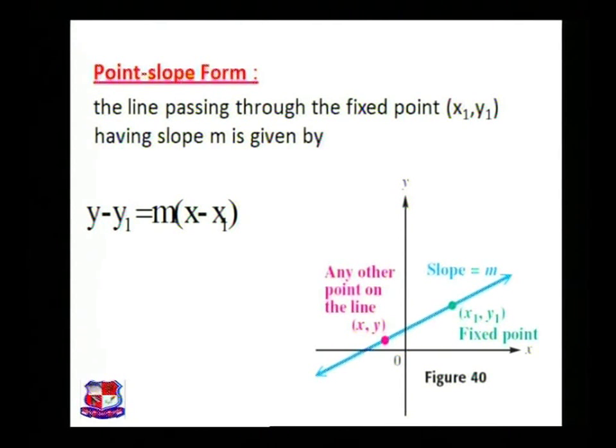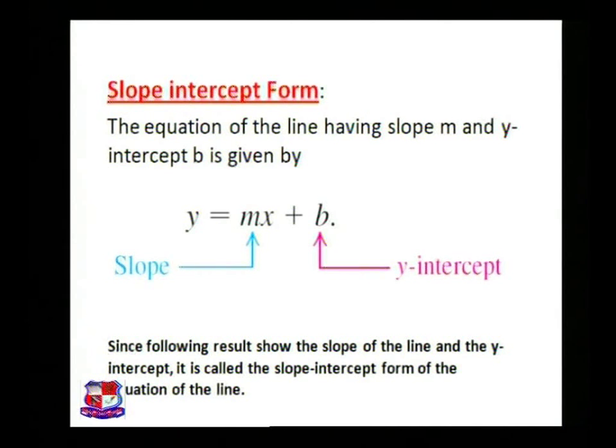Minus x1. Okay, note down this equation also. This is the point slope form. y minus y1 is equal to m into x minus x1. In the same way, this is the slope intercept form.